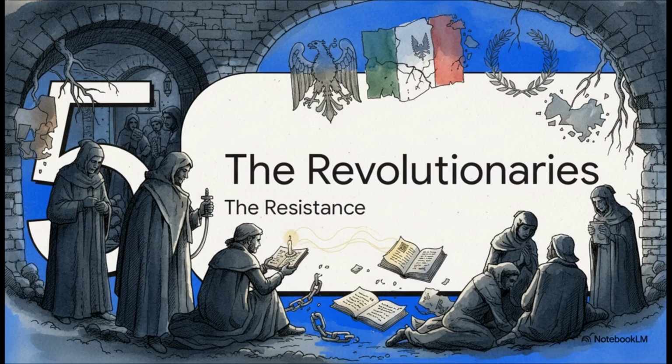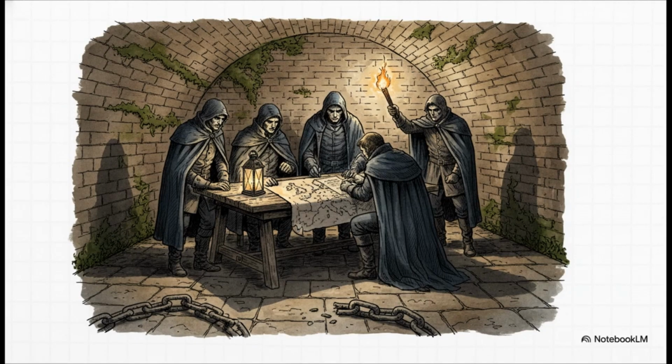Which brings us to Section 5, the underground revolutionaries, the resistance. As any historian will tell you, when you criminalize thinking and muzzle society, you don't destroy the demand for liberty. Nope, you merely drive it underground, into the shadows.